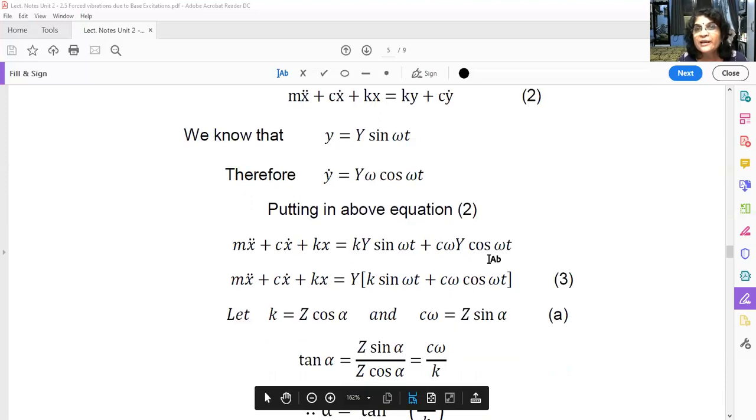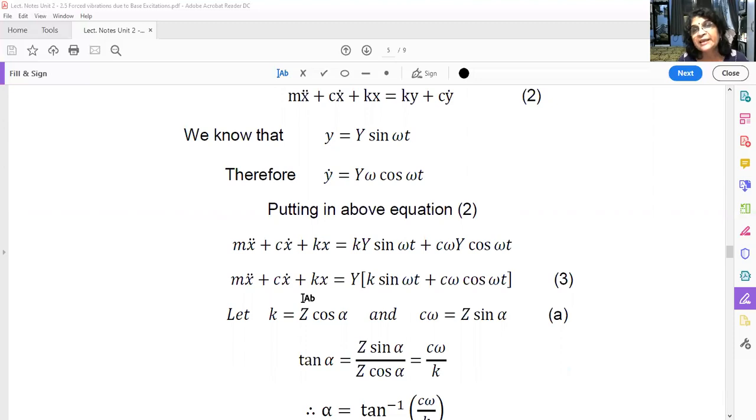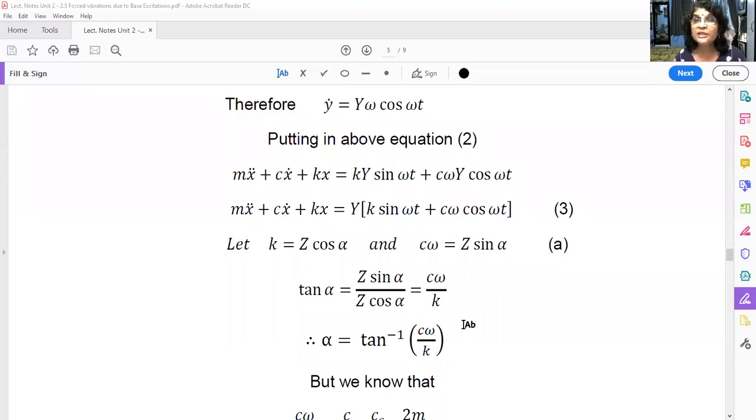What can you take common here? Capital Y. So m x double dot plus c x dot plus k x is equal to capital Y times the bracket: k sine omega t plus c omega cos omega t. Now we have to learn this parameter in terms of a force vector or transmissibility vector. That's why we have to assume certain things. Let us assume k is given by Z cos alpha. What Z means, I will tell you later on; just assume that Z is one parameter. So k is equal to Z cos alpha and c omega is equal to Z sine alpha.